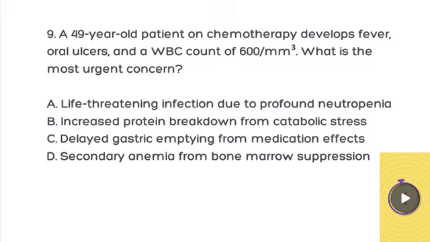Letter B is catabolism occurs, but it is not the immediate threat. C is also incorrect because GI effects are not the primary risk. And D is also incorrect because anemia matters. Yeah, we know about that, but infection risk is life-threatening in this particular scenario.